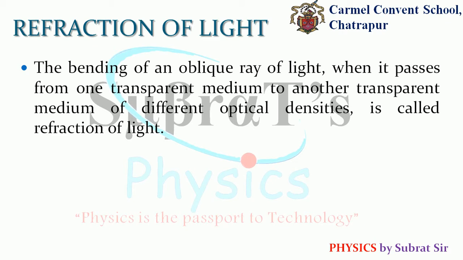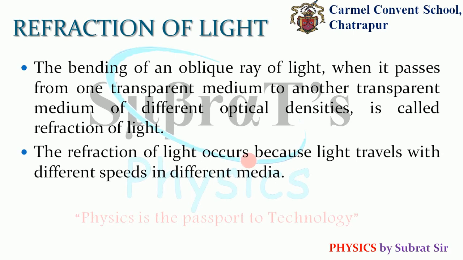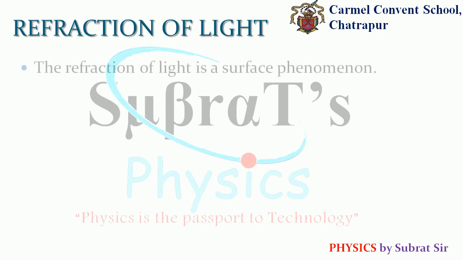Now, refraction of light means the bending of a beam when light travels from one transparent medium to another transparent medium. The refraction of light occurs because light travels with different speeds in different media, which we have already discussed. Then, the refraction of light is a surface phenomenon.